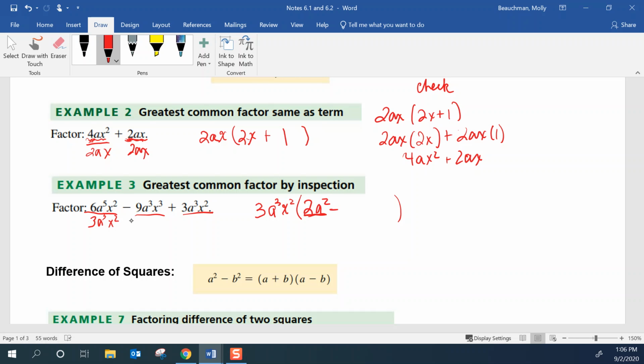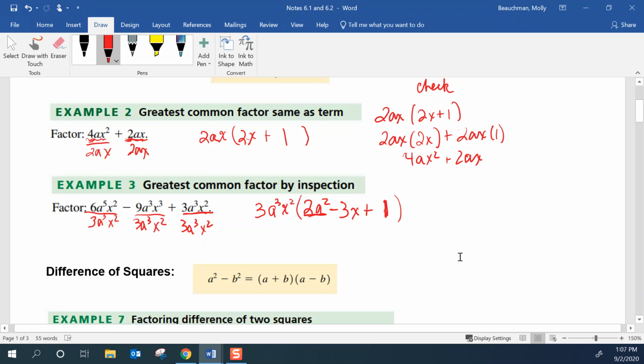Next term, divide. 9 divided by 3 is 3. A to the 3rd divided by a to the 3rd is 1. X to the 3rd divided by x squared is x. Last term, these terms are exactly the same, but it doesn't mean we don't put anything there, because anything divided by itself is 1.